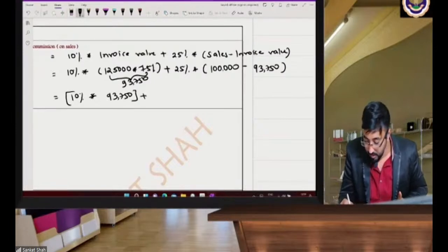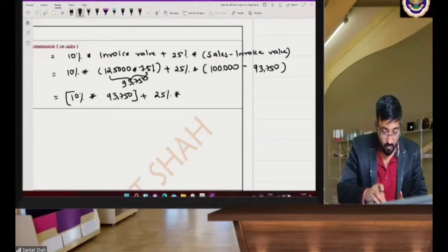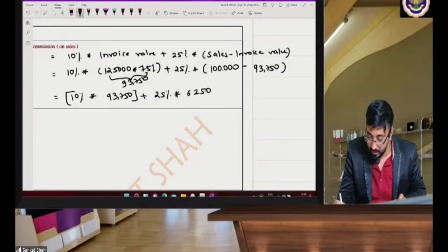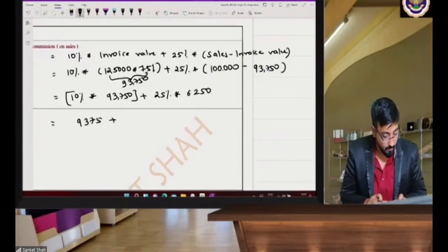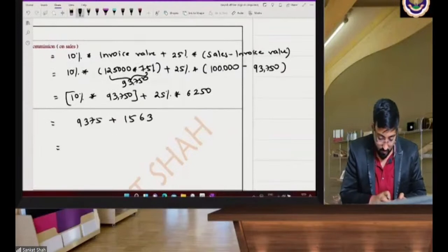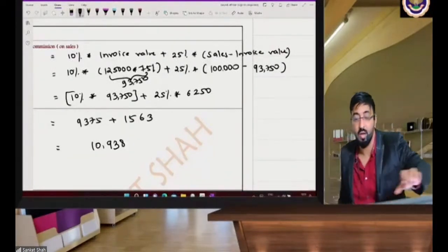93,750 plus 25% into 1 lakh minus 93,750, that is 6,250. So your answer is 9,375 into 25%, 1,563. So answer is 10,938. You can write answer 10,938.